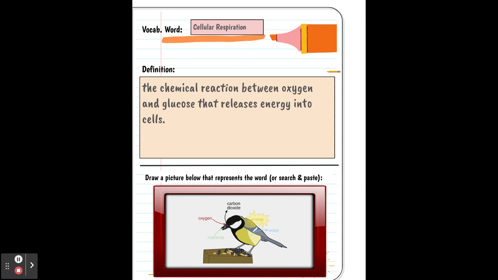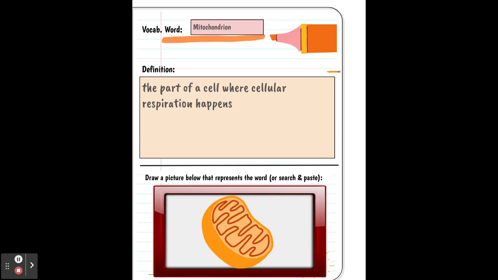And if you look at the wall or if you look in the sim, everything has mitochondria in them. So everything has cellular respiration. Mitochondria are where the cellular respiration happens. So that's our next one, mitochondria. You've probably seen on TikTok, it's the powerhouse of the cell. It's the part of the cell where cellular respiration happens.